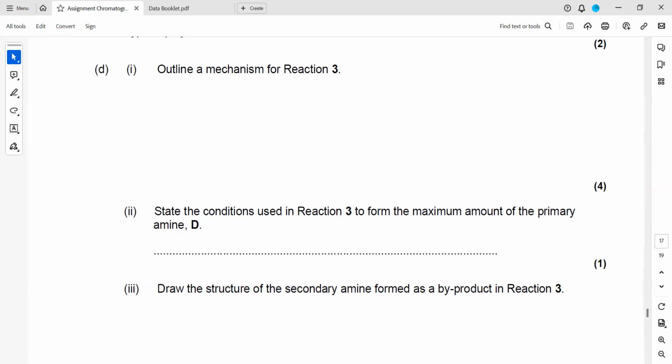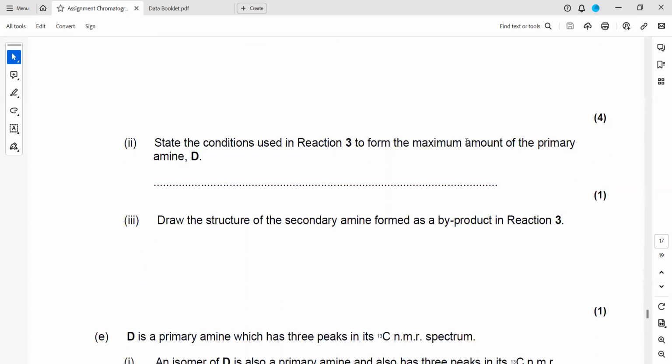So we need excess ammonia. Now, draw the structure of the secondary amine formed as a byproduct of reaction 3. So what you will do is replace two hydrogens of ammonia with a carbon chain.